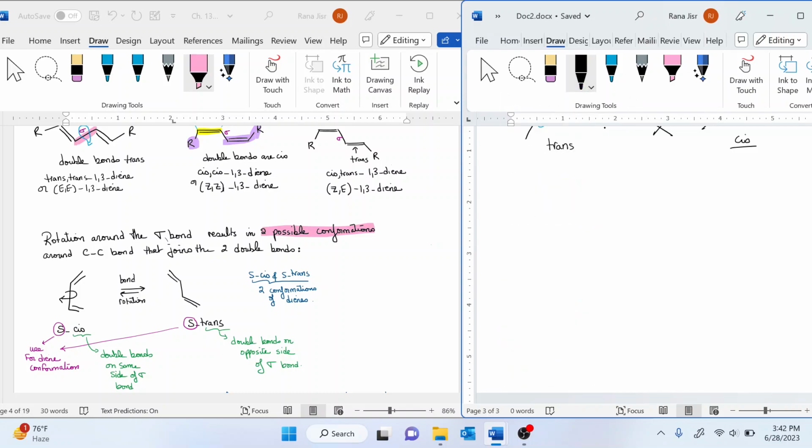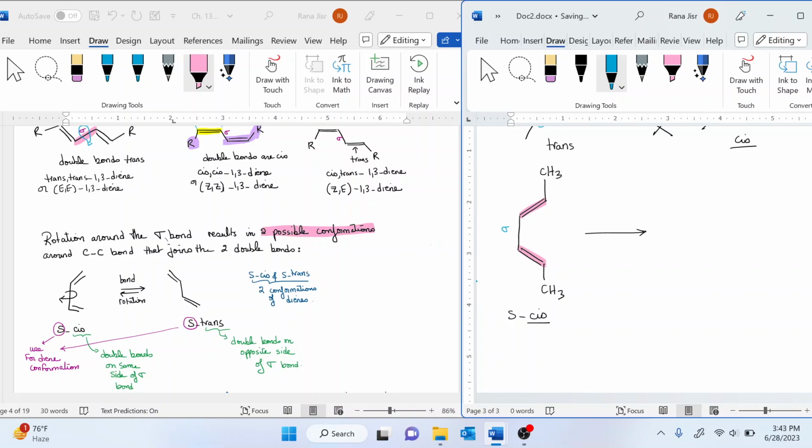Let's have an example. So if we have a system of two dienes, and let's say I have a CH3 over here, and I have a CH3 over here. Now, because the double bonds are facing each other, this is called an s-cis conformation. Now, I want to go ahead and do a rotation around the sigma bond, and I want to make it an s-trans.